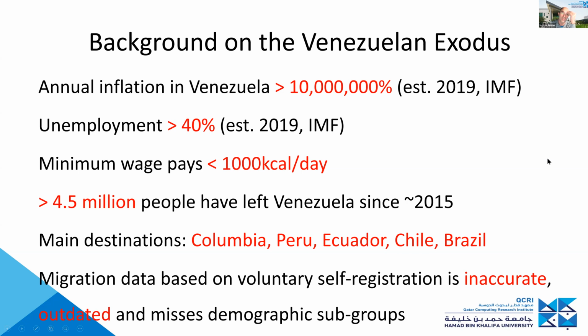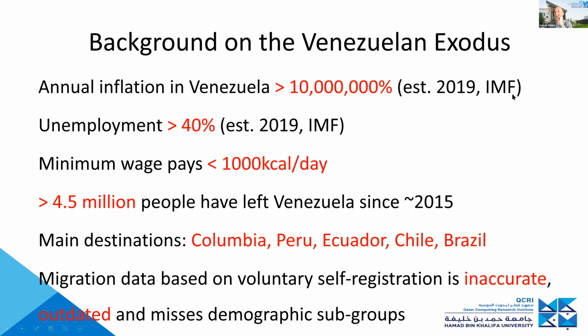Sure. So continuing with this use case in Venezuela, we did this work in 2018, 2019, when the annual inflation was 10 million percent. This is not a typo. It really is 10 million, right?